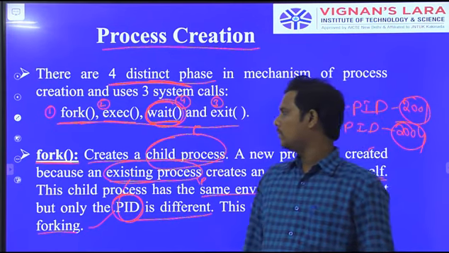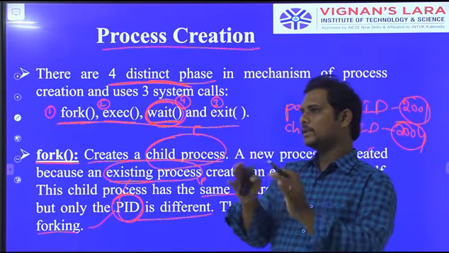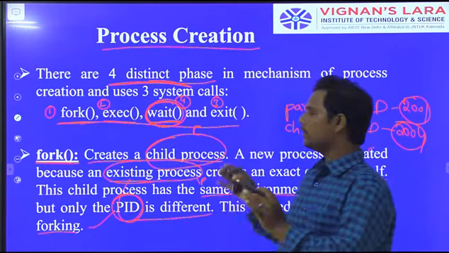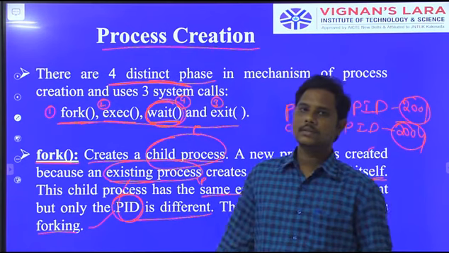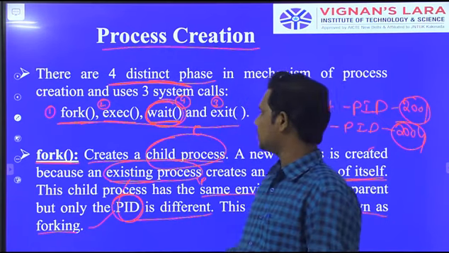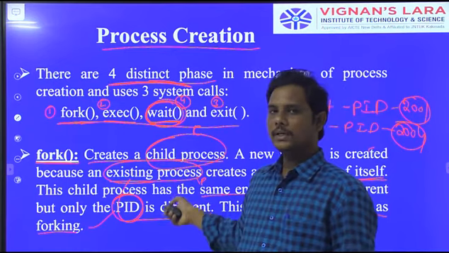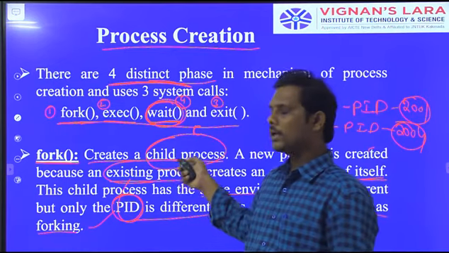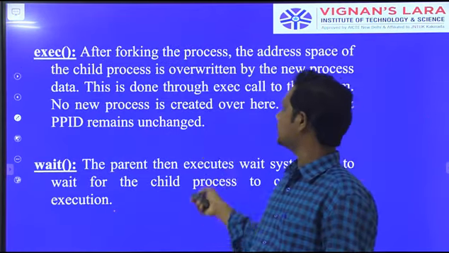Okay, the fork system call. The process IDs will be changed automatically. This is the first method, the first phase, where we create the new process. How do we create a new process? Based on the fork system call, we can create a new process.